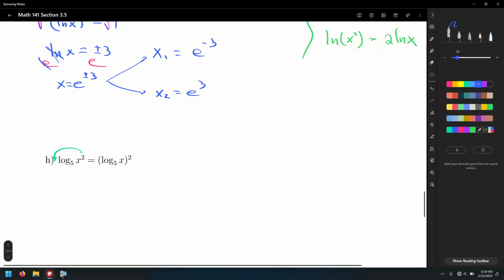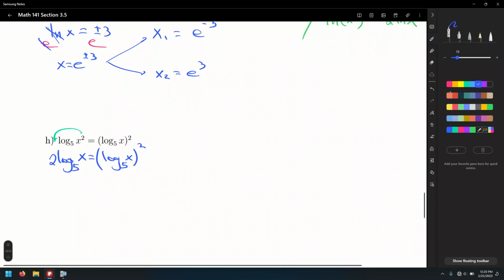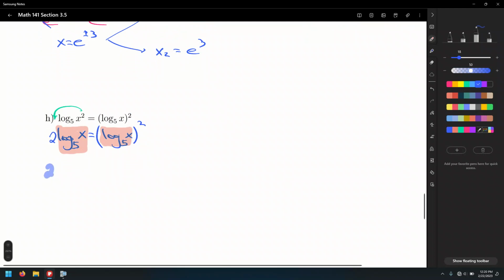So that's 2 times log base 5 of x equals log base 5 of x quantity squared. Sounds good? And from here it looks like we can recognize some pattern, some repetition. Let me highlight this log base 5 of x with this log base 5 of x. It's the same quantity, the same expression.